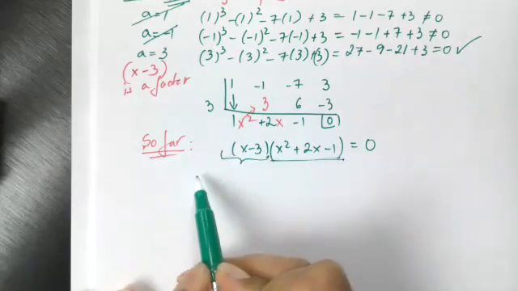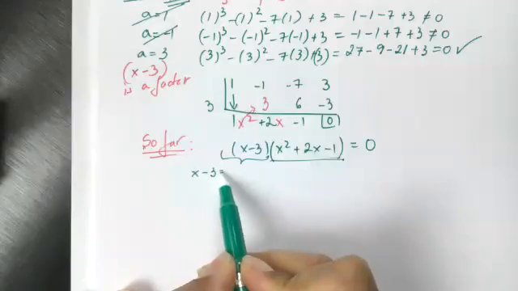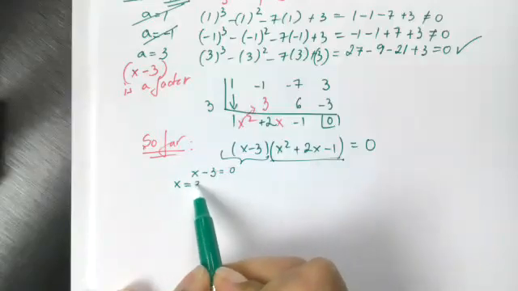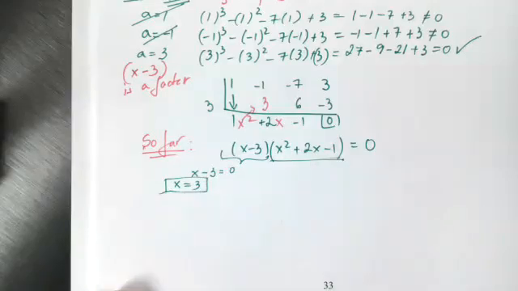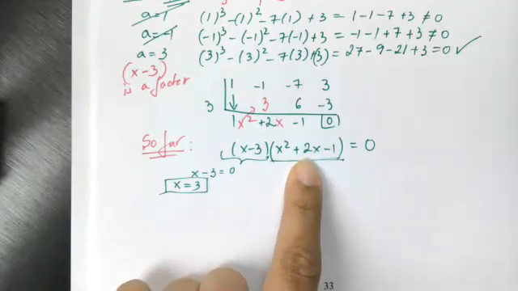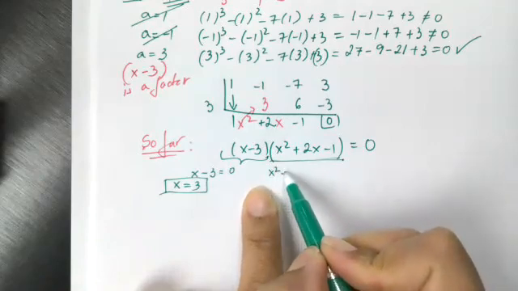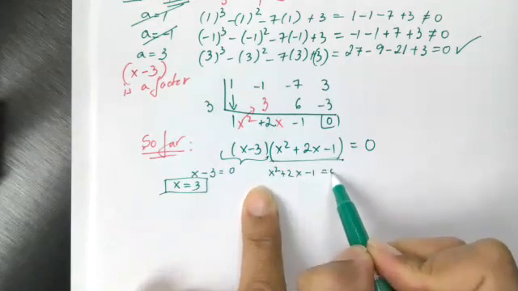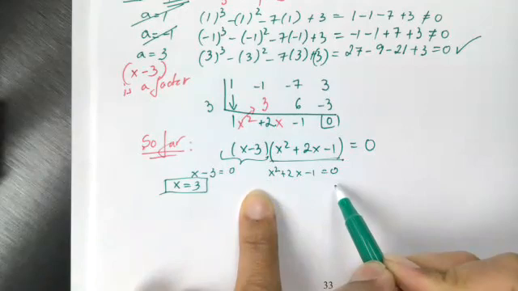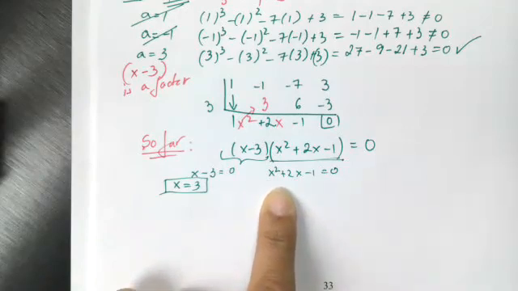On the left-hand side, we can let x minus 3 equal to 0 and find the first solution at x equals 3. On the other side, we have x squared plus 2x minus 1 equal to 0. But since it's non-factorable, we use the quadratic formula to get our solution.